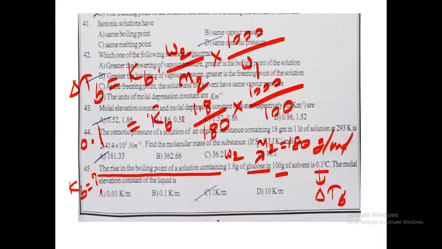So what we need to calculate now? Kb we need to calculate. Is that clear? So it is about the calculation of the Kb value. That is 1 Kelvin per molal. We get 1 Kelvin per molal. Take a screenshot if you want.